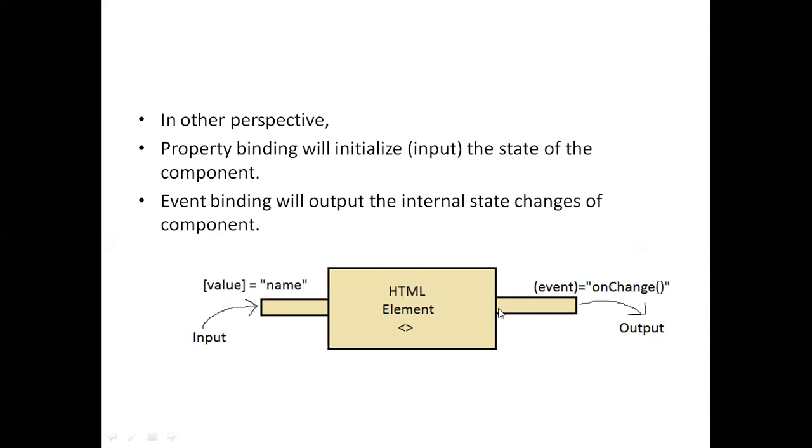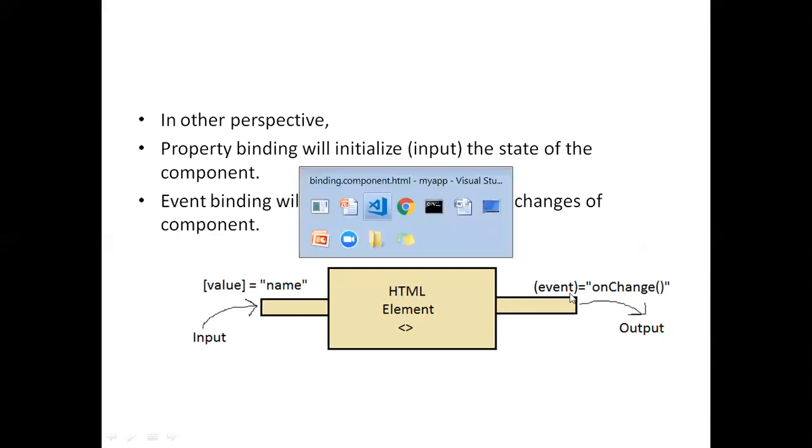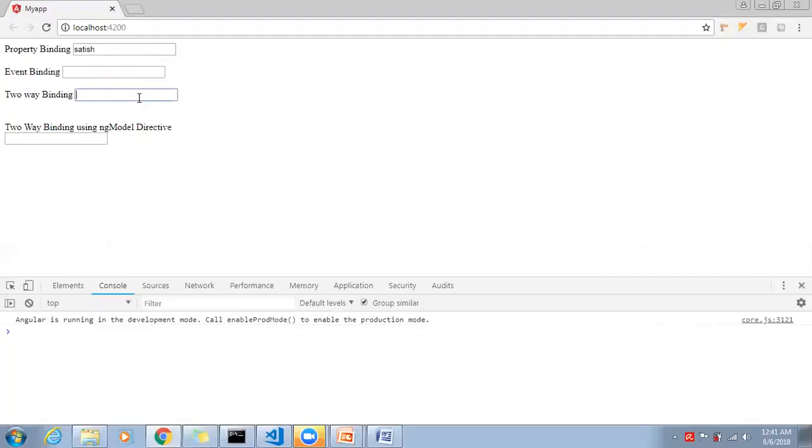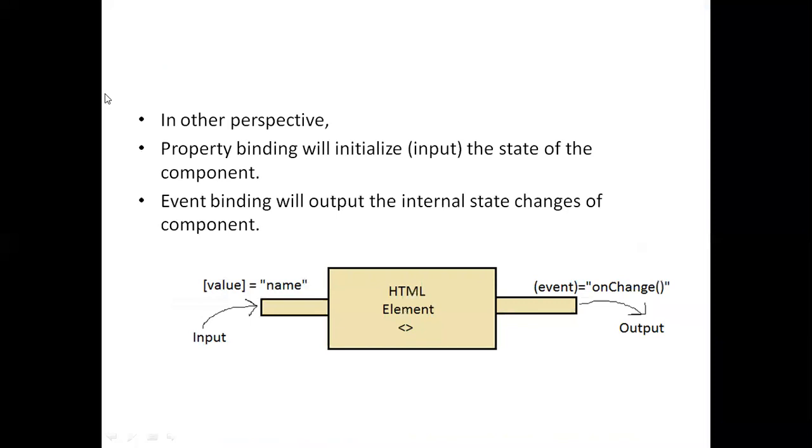And with the help of event binding, we are able to know the internal changes of this particular input element. That means it's outputting some data using event binding. Whatever character I am typing over here, those changes are reflected back, right? That is called event binding. Those changes I'm able to observe through this event binding. So that means outputting the data.